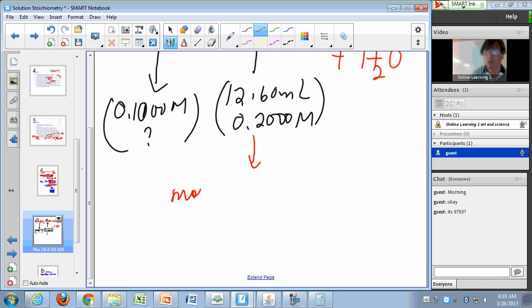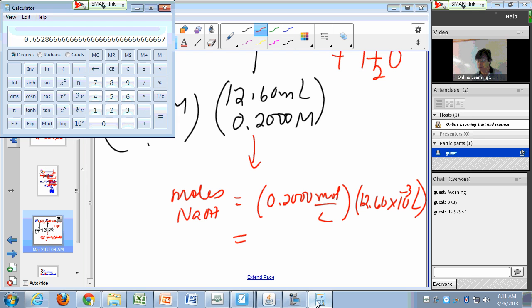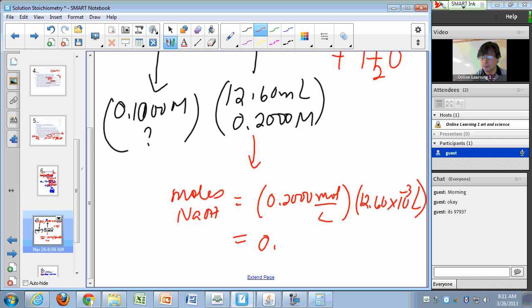Okay, so moles of sodium hydroxide is molarity, which is 0.2000 moles per liter, times the volume, which is 12.60 times 10 to the negative 3 liters. So 0.2 times 0.0126 is 0.00252, 0.002520 moles. Okay? That's moles of sodium hydroxide.